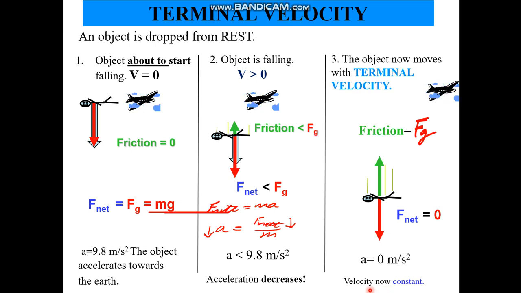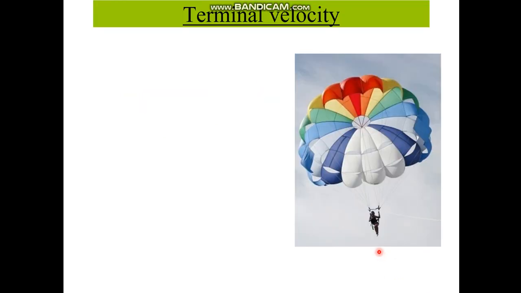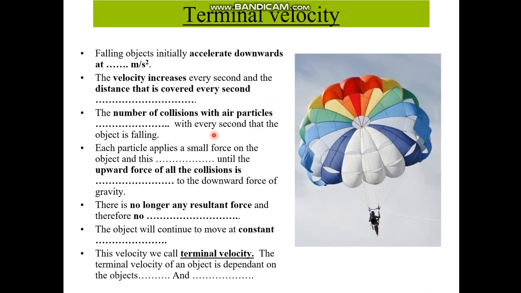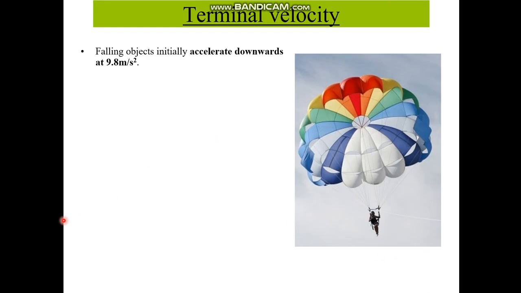Terminal velocity is the final velocity that he'll get to. He will now continue falling with this final velocity, which might be very big. It might be 120 kilometers an hour, but he won't be going any faster. Every second he will just be moving the same speed as he was the second before. So here he had maximum acceleration, here his acceleration is decreased, and here his acceleration is 0. That's terminal velocity.